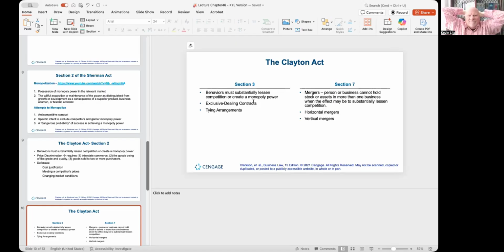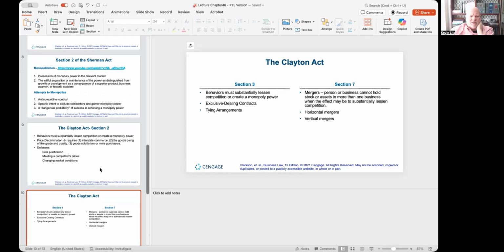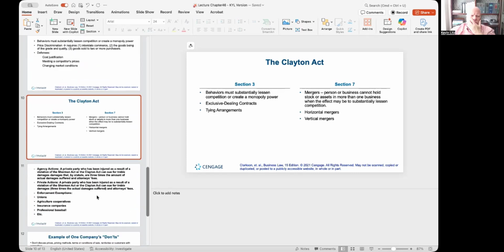Section 3, you have to be careful what your distribution agreements say. Can they only deal with you, no one else? Tying arrangements, etc. These are some things that you have to be really careful of in your distribution chain.